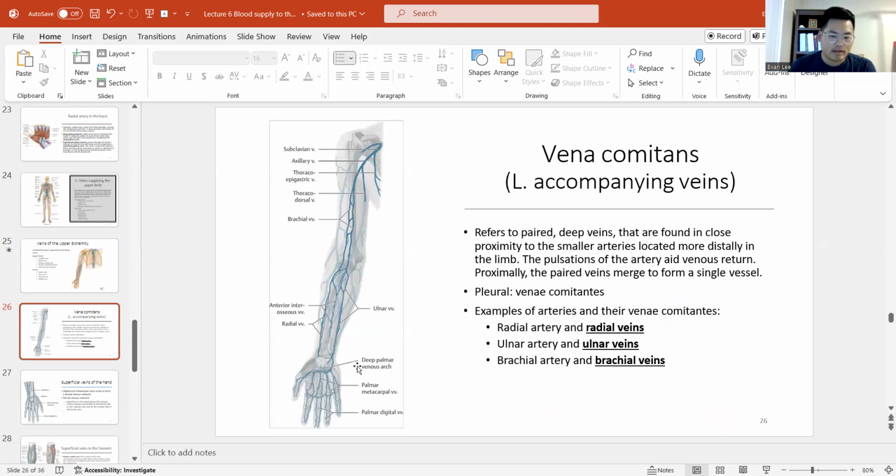So first of all, when I talk about the deep veins, there's a term that I want to bring up, which is called vena comitans. Vena comitans are basically veins that go along with the arteries, and these will typically be a pair of small veins that just run along with the artery. And that's exactly what you'll see for a lot of our deep veins.